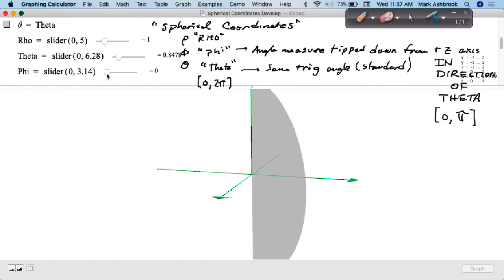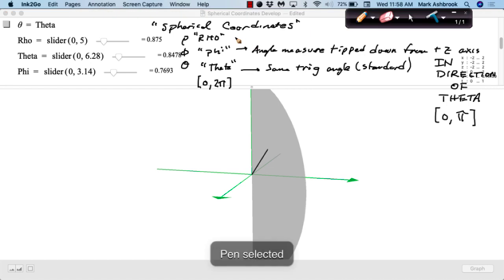And then rho, so once you've picked your theta and once you've picked your phi, then rho is the distance from the origin. So rho then is, now that you've got the direction from the origin, the distance from the origin. Again, this is positive. Rho is distance from the origin.